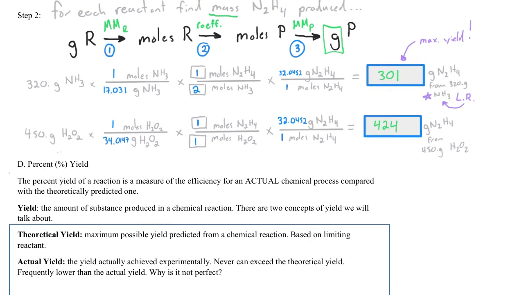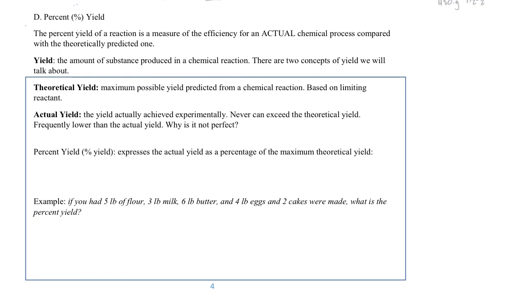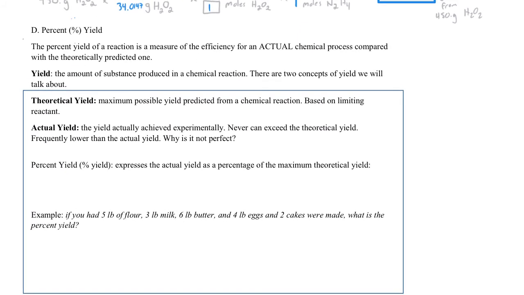So if you got that right, great job. Let's go on to the next section here, which is percent yield in Part D. Again, this is page 4 of the lecture note outline packet.